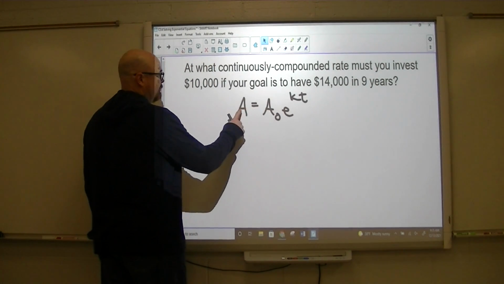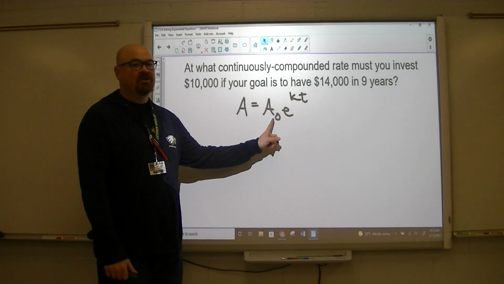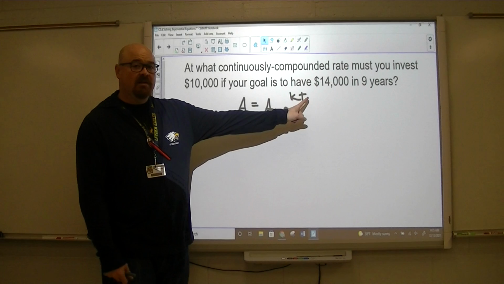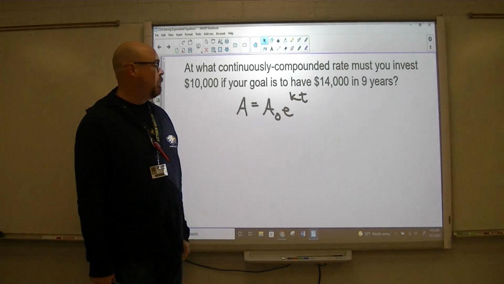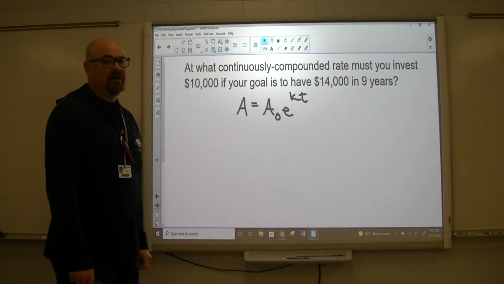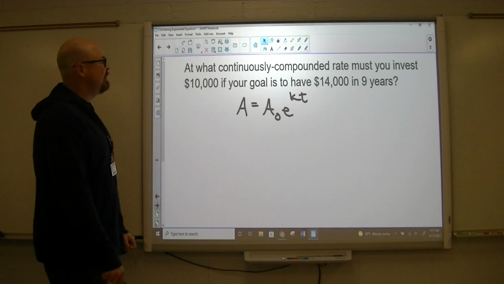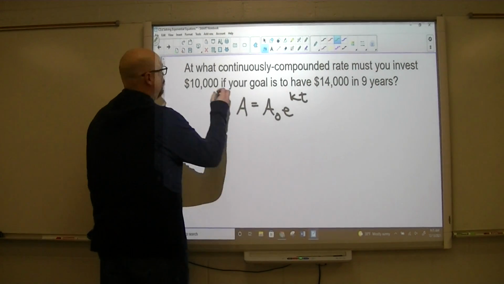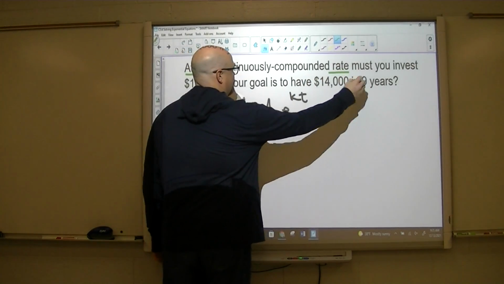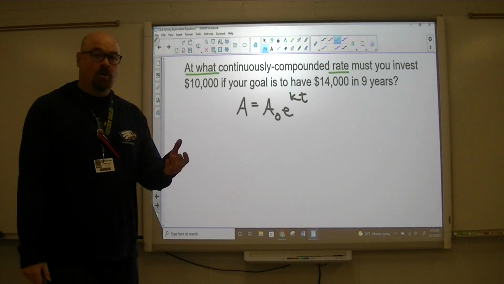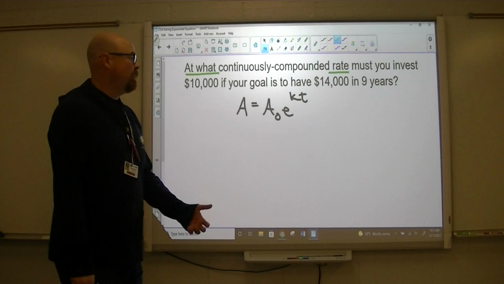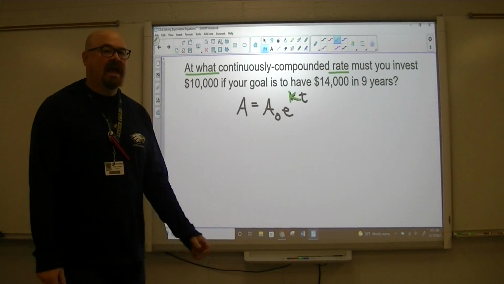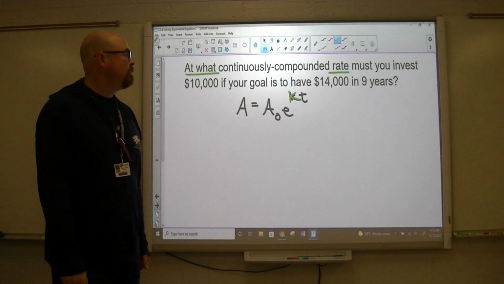Okay, so let's go here. Remember, this is the initial amount, this is the growth rate, this is a unit of time, how long it grows for, and then this is the amount after that period of growth. So this question says, at what continuously compounded rate, okay? At what rate? So that's the question, right? They're asking you for the rate. So this is going to be our variable in this problem. K is what we're going to be solving for, okay?